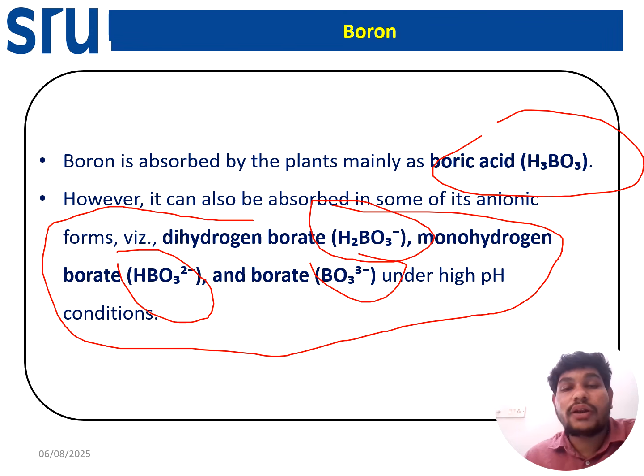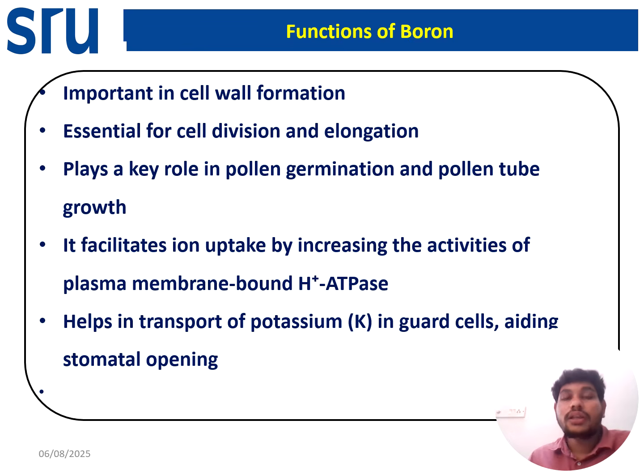Boron is available to the plant between pH 6.5 and up to 8. After that, there is a deficiency of boron in the plant. The function of boron is the formation of the cell wall. It is also responsible for cell wall elongation and cell division. Like molybdenum, it plays a major role in pollen germination and pollen formation.